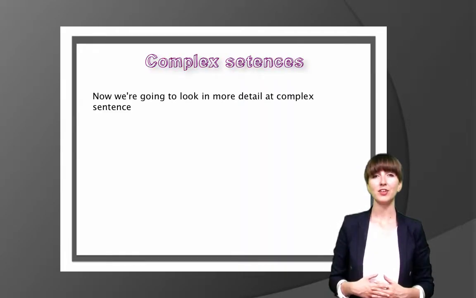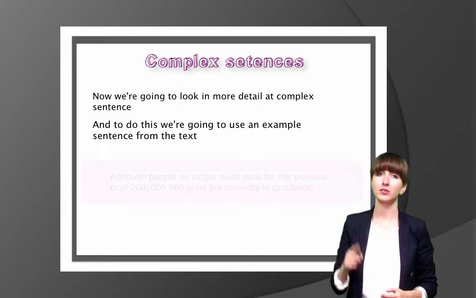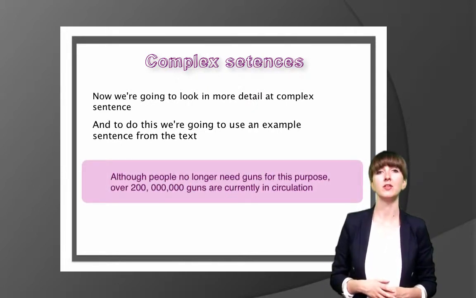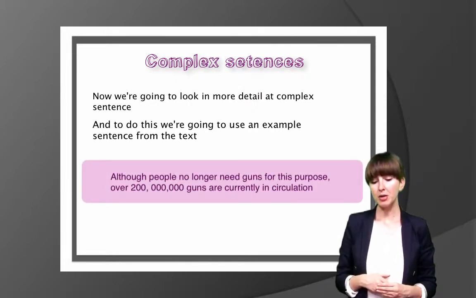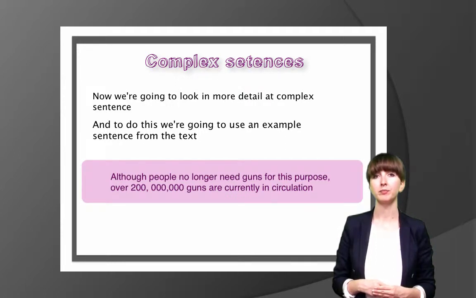Now we're going to look in more detail at complex sentences, and to do this we're going to use an example sentence from the text. So you can see this sentence on the screen behind me, and the sentence reads, "Although people no longer need guns for this purpose, over 200 million guns are currently in circulation."